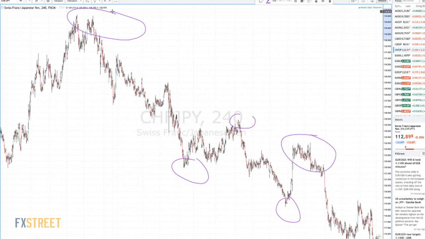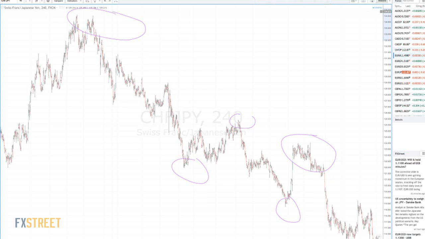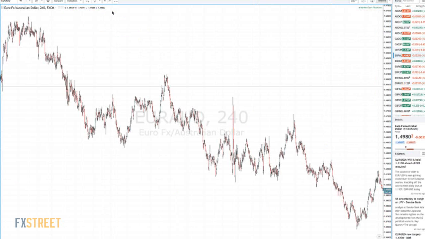So the next question is, once I've identified these levels and put them on my chart, how do I go about utilizing them? Because it's all well and good putting your support and resistance levels on your chart, but how do you trade them?